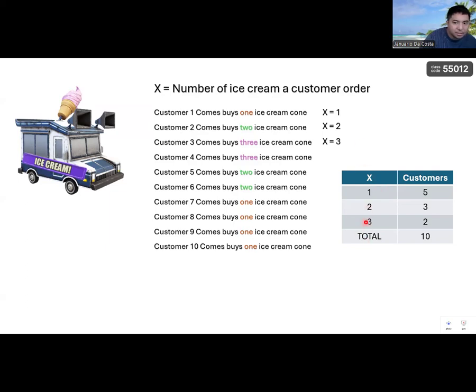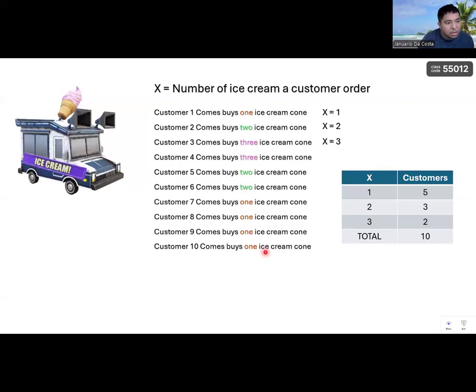On one side of the table, you have the X that represents the number of ice creams that the customer comes to order. Okay? The values are 2, 3, 4, 5. So the customers you have is 5.